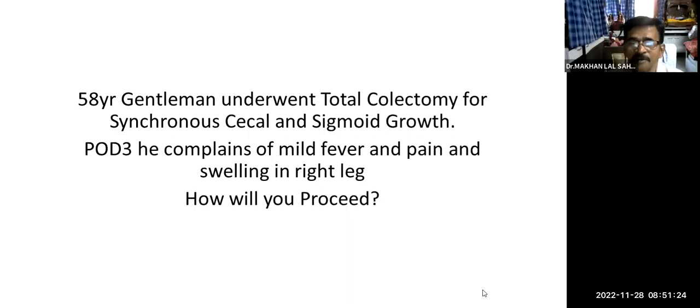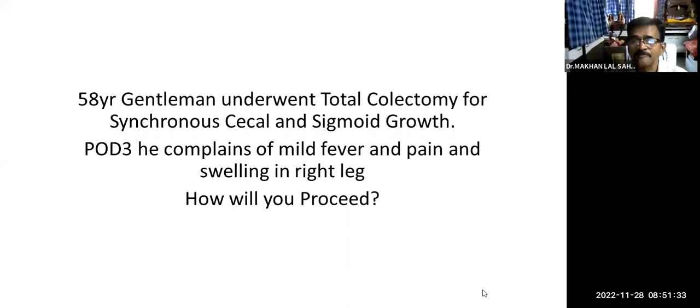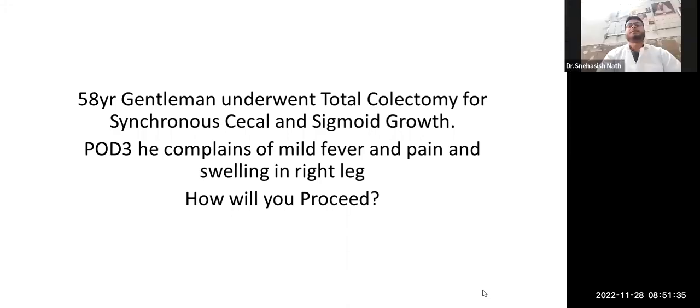What are the measures for preventing deep vein thrombosis in a patient like this? Early mobilization of the patient. Before that, pre-op, and post-op. Pre-op, to reduce the stress for the patient.